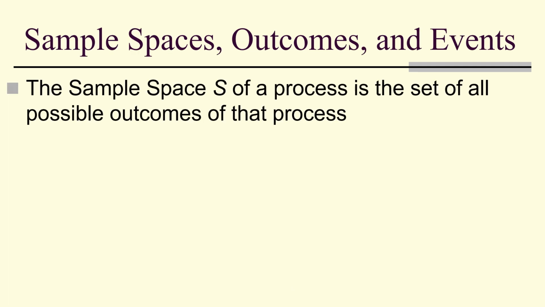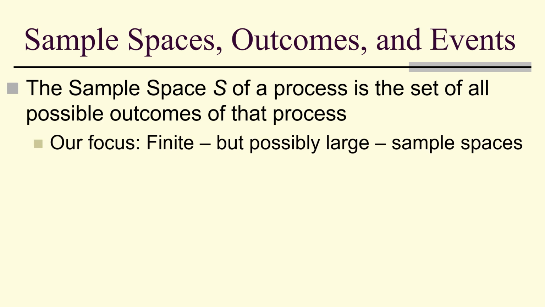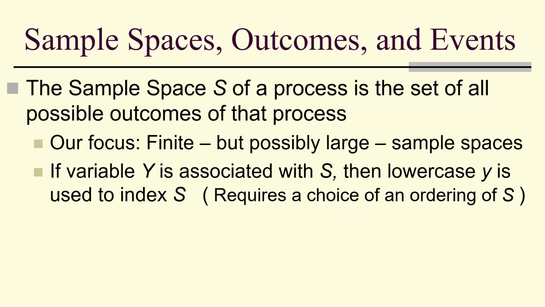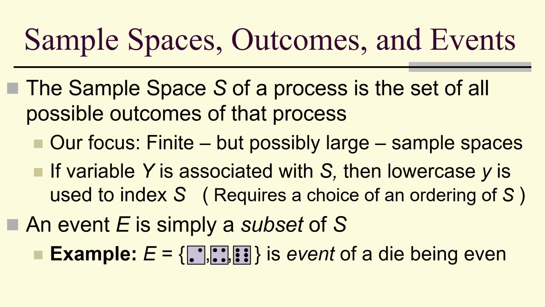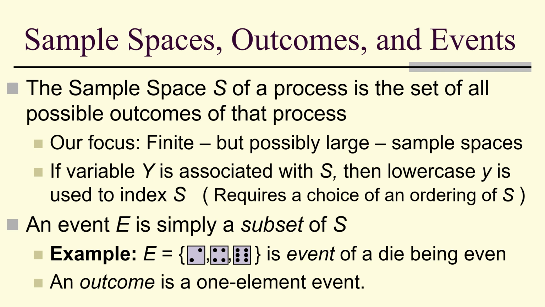So the sample space of a process is the set of all possible outcomes of that process. Our focus is on finite but possibly very large sample spaces. If a variable y is associated with S, then lowercase y is used to index S. Of course, that means we have to have an ordering of S to be consistent with our indexing. An event E is just a subset of S. For example, rolling an even number with a 6-sided die is the set E of dice outcomes 2, 4, 6. An outcome is a one-element event, such as rolling a 1.